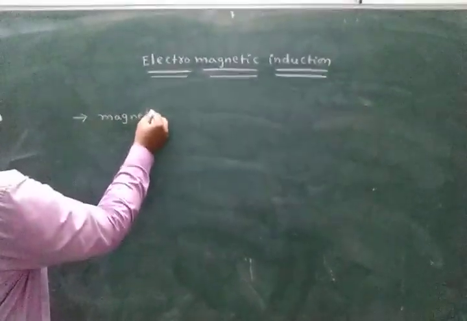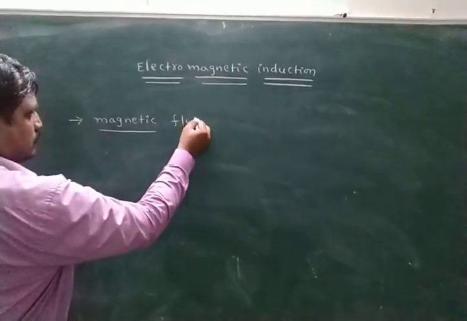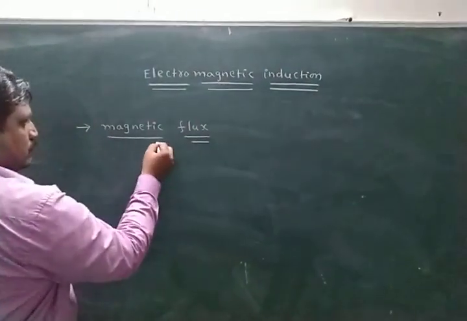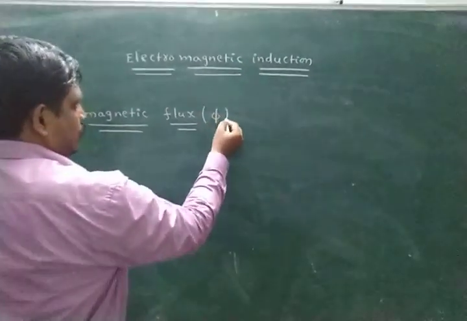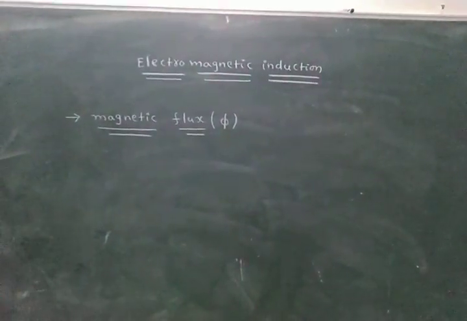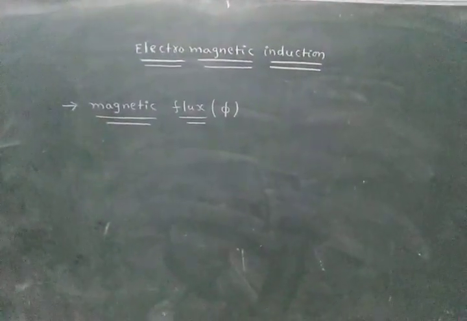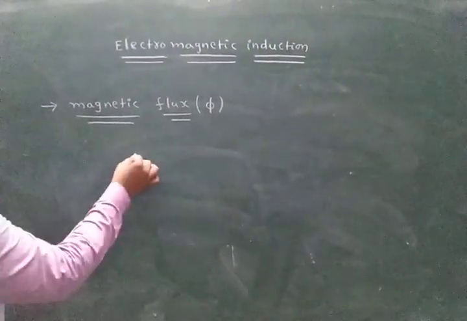First, I discuss magnetic flux. Magnetic flux is denoted by phi. Okay, here, what is the magnetic flux?